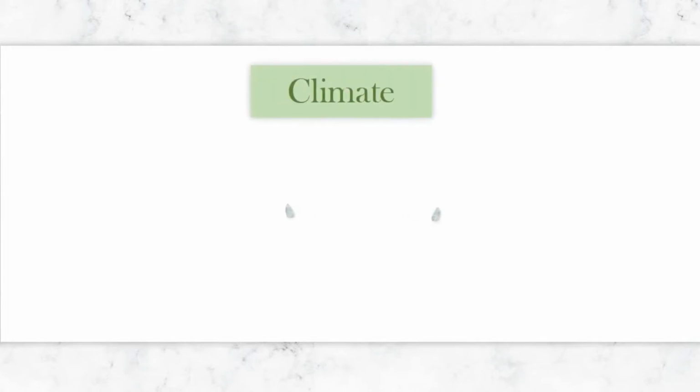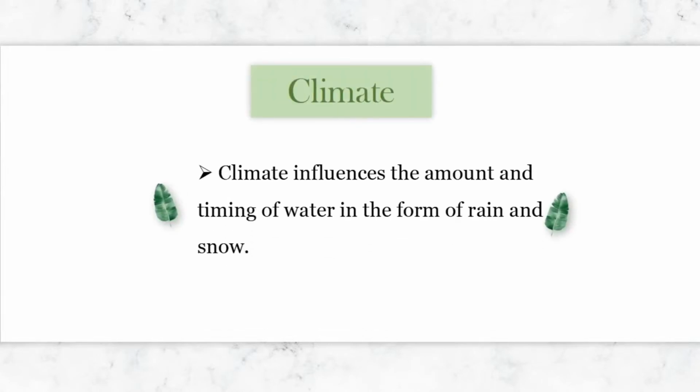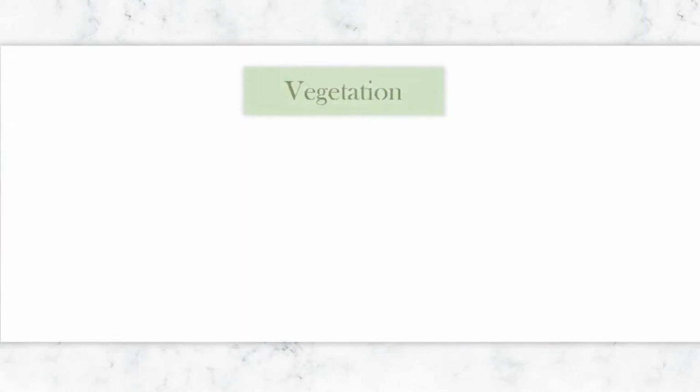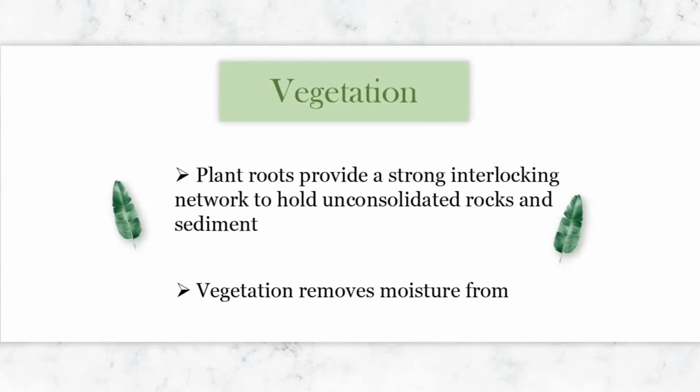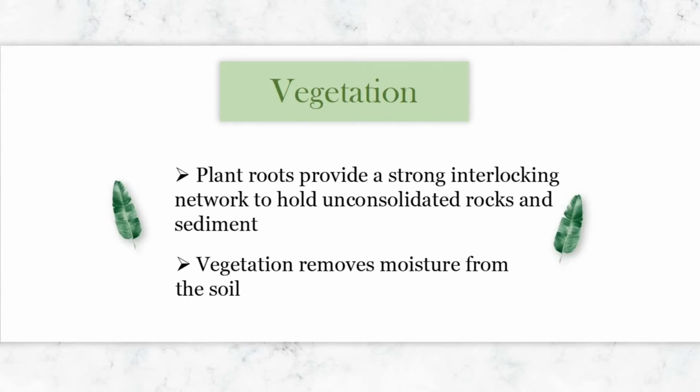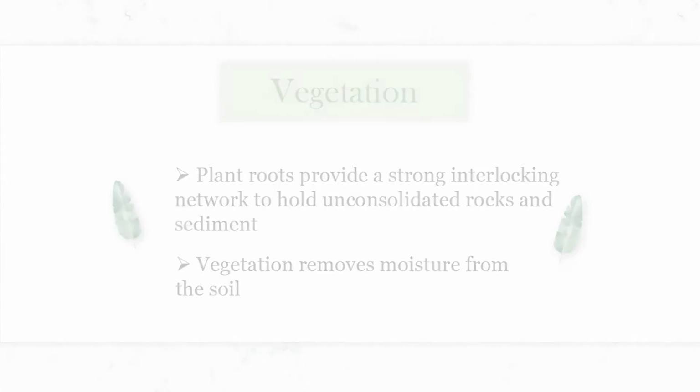Climate. Climate plays a vital role in weathering of material since it influences the amount and timing of water in the form of rain and snow. And last but not the least, the vegetation. Plant roots provide a strong interlocking network to hold unconsolidated rocks and sediment. Vegetation removes moisture from the soil.